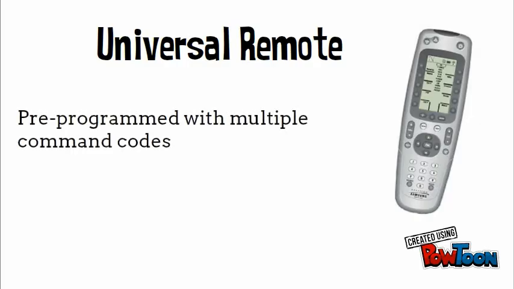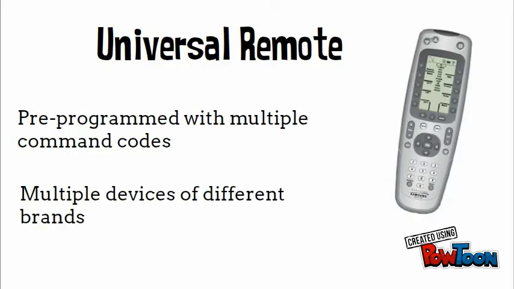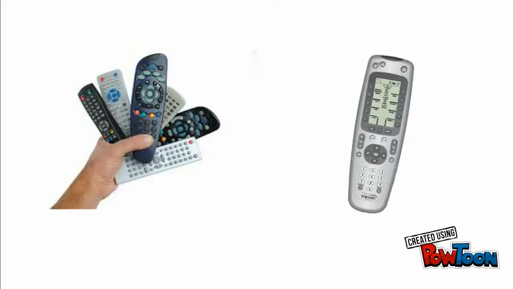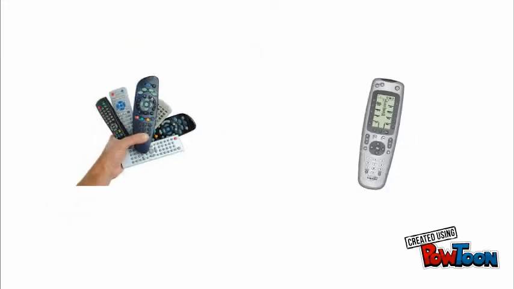Different electronics brands use different command codes. Some IR remotes are pre-programmed with more than one manufacturer's command codes, so they can operate multiple devices, sometimes up to 15 of different brands. For example, if your home theater setup incorporates components from, say, 3 different manufacturers, you can either use 3 different remotes to operate your system or use one universal remote, which is much more convenient.